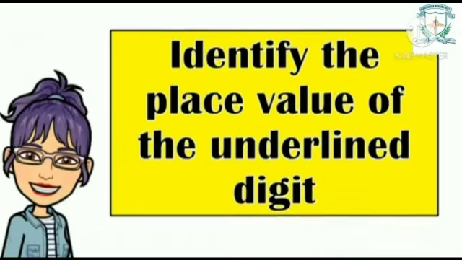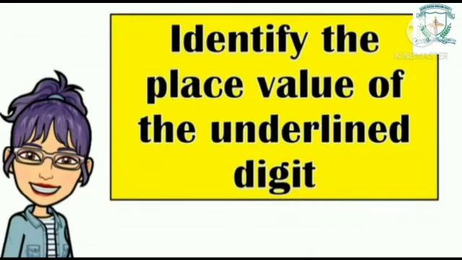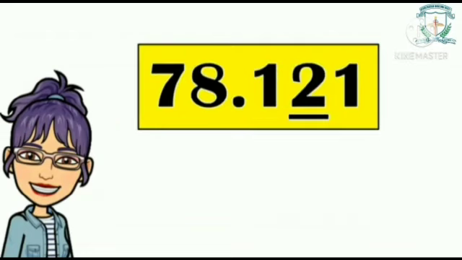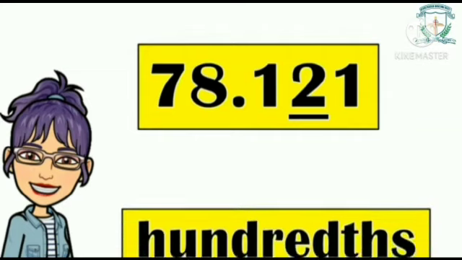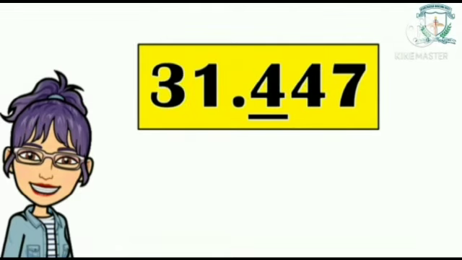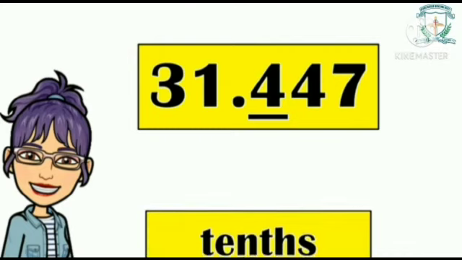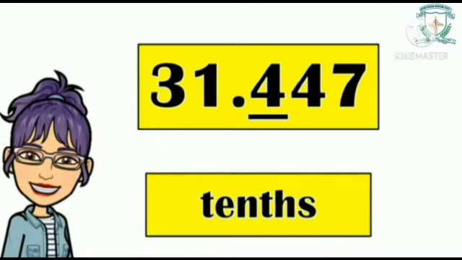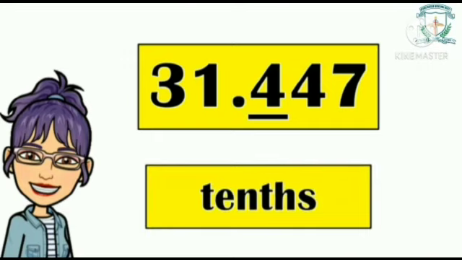Let us identify the place value of the underlined digit. 78.121. Here 2 is in the hundredths place, so the place value of 2 is 2 by 100. 31.447. Here 4 is in the tenths place, so the place value of the 4 is 4 by 10.